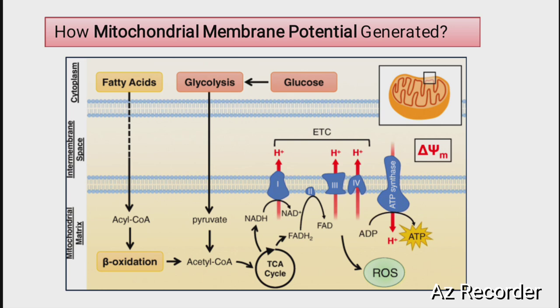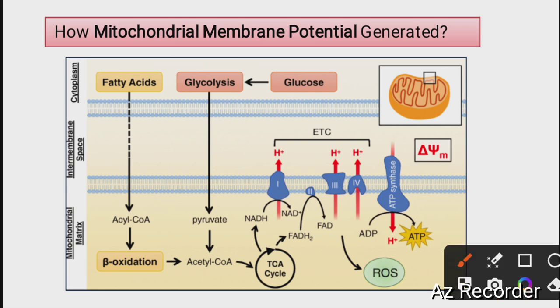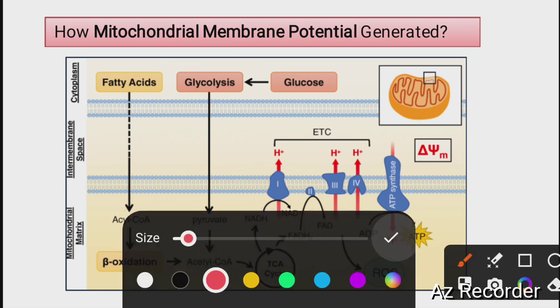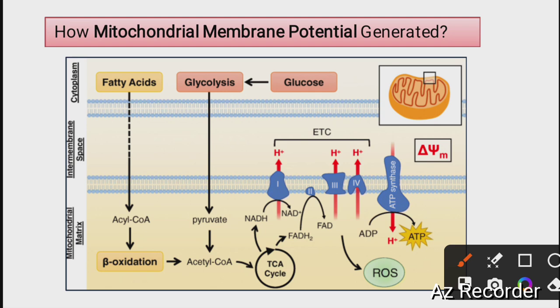Gradient formation. The pumping of protons establishes two interlinked gradients, that is the electrical gradient and the chemical gradient, right? In the electrical gradient, the intermembrane space becomes positively charged relative to the matrix, right? In the chemical gradient, the proton concentration becomes higher outside the inner membrane than inside. All the protons get accumulated here in this intermembrane space.